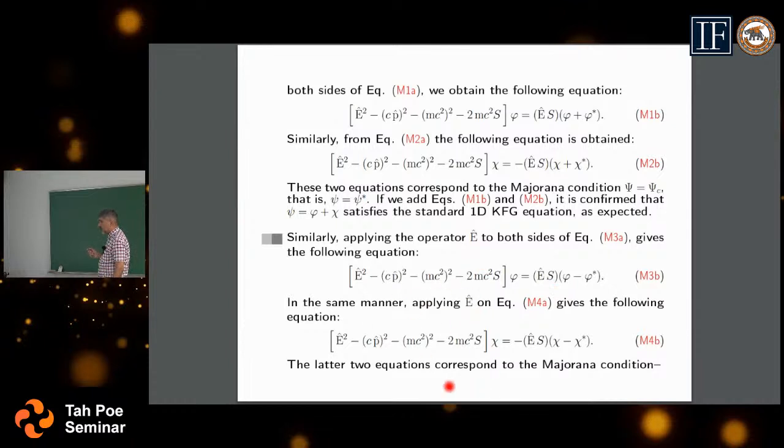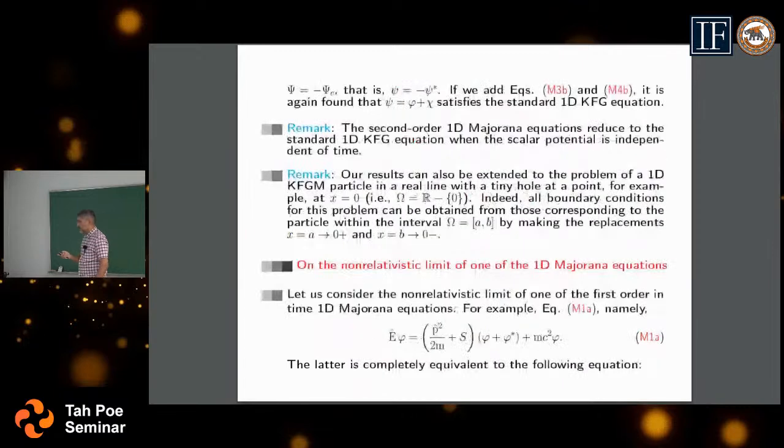Also, you can obtain the other two. So you have 4 Majorana equations first order, and you have 4 Majorana equations second order in time. Time is here because it's the energy operator. Time is here. And finally, we are finishing. This I told you already. The second order reduces to the Klein-Fock-Gordon when the scalar potential is what you have.